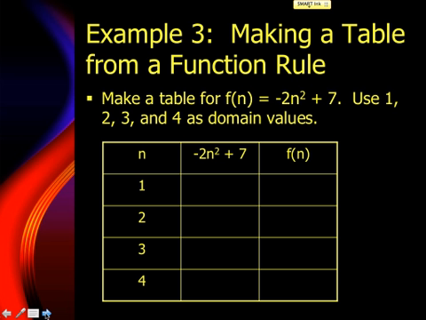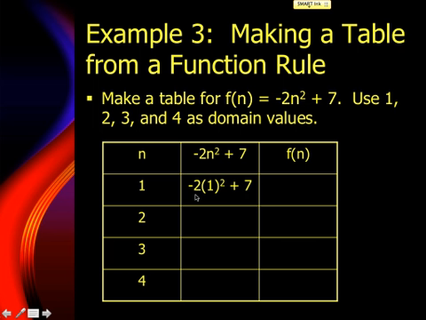Okay, example 3, making a table from a function rule. We're going to be doing this quite a lot over the next few days. We're going to use 1, 2, 3, and 4 as our domain values. Those are our input values. If you remember, you need to get the words domain and input kind of put together. And independent variable. Independent variable, domain, input values, all of those are the same thing. We're going to plug in for n 1, 2, 3, and 4 into this function right here. We're going to come out with an output value here. So you're going to be doing quite a few of these tables.